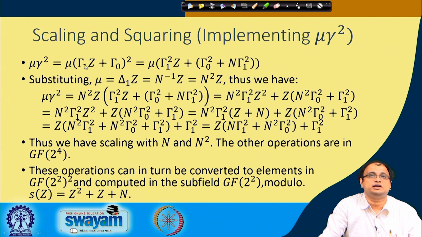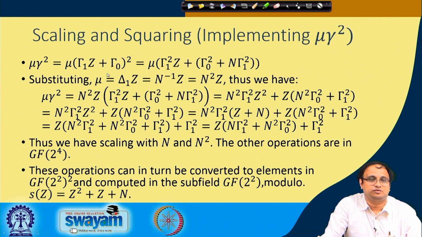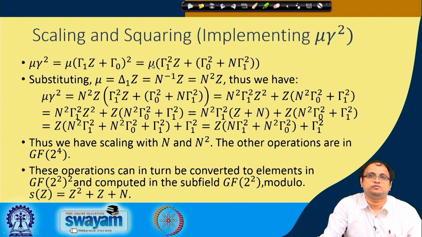So if I do that, I will get gamma 1 square z square plus gamma 0 square. Remember that I am doing this in characteristic 2, and then we will replace z square with z plus n. So if you do that, you will get this as your result. And remember that mu, with which you are doing the scaling, is a constant, and that is essentially nothing but delta 1 z.